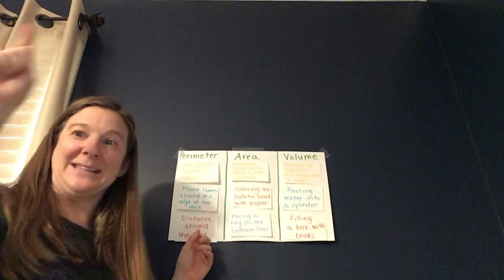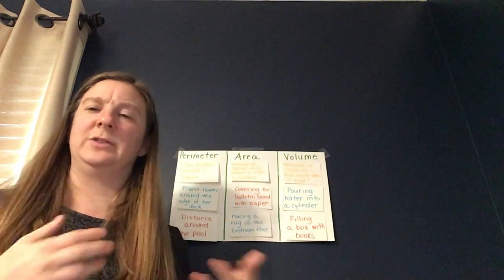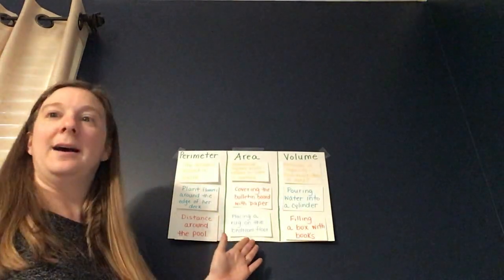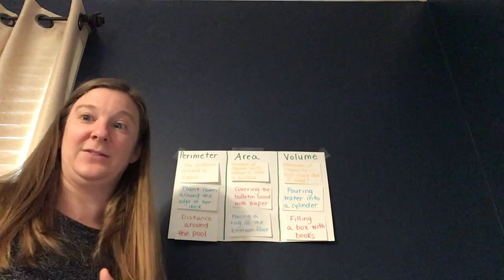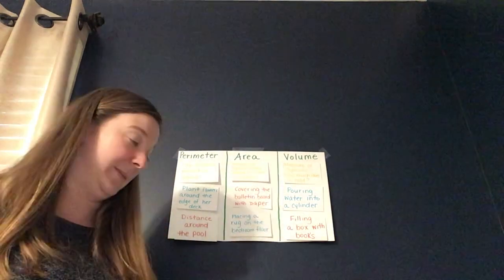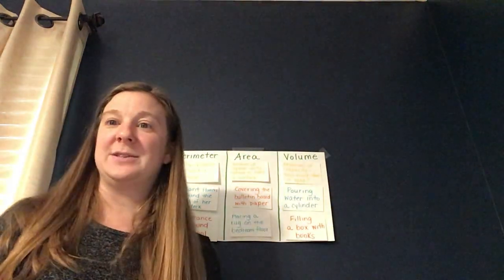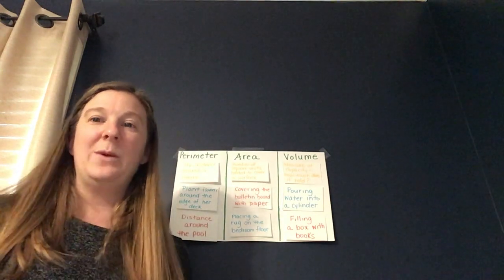Perimeter, that outside distance, it's a one-dimensional distance. Area is that two-dimensional inside. We're looking at the base and the height of something, or the length and the width of something. And then lastly, volume is our three-dimensional, where we have that 3D object that we are now filling up.